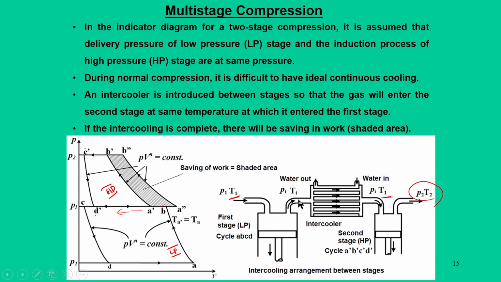So, what the intercooler does is take out heat from this gas, and through this process, what benefit do we get? Instead of point B shifting toward A double dash, point B shifts toward A dash. As a result we can see the hatched area A dash, A double dash, B double dash and B dash, and this hatched area is nothing but your saving of work in the high pressure stage. So, this is the advantage of multi-stage compression, and because of this, multi-stage compression is always integrated with an intercooling arrangement.